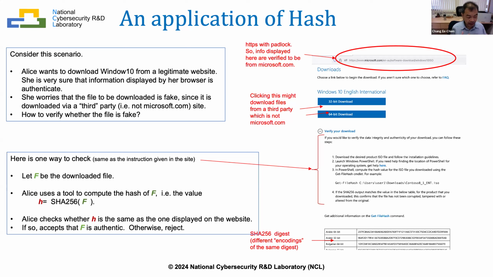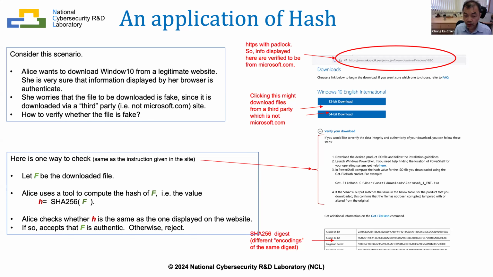Now, Alice will download a tool to compute the SHA-256 of this file, the hash of this file. This file is 7 GB. It computes and gets a very short 256-bit hash. And then she can visually compare whether this is the same as the one displayed on the legitimate website. So this is the way to verify it.